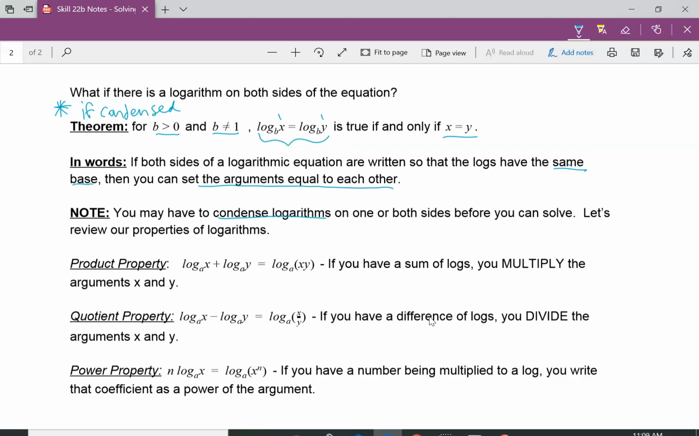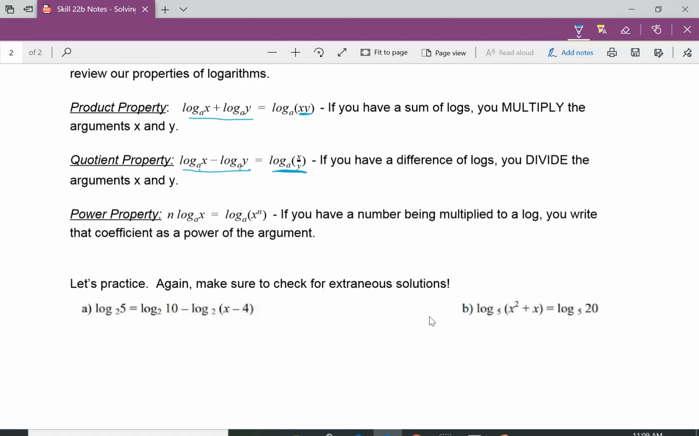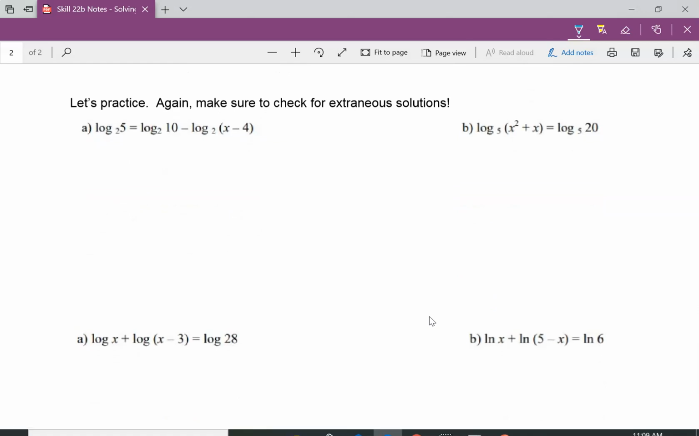So I want to review those properties with you real quick. Product property says if you're adding two logs with the same base, you multiply the arguments. Quotient property says if you're subtracting two logs with the same base, then you divide the arguments. And the power property, if you have a number being multiplied to a logarithm, that number being multiplied becomes the exponent on the argument. Okay? So we're going to try 4 examples here where we're going to do some condensing and then use the theorem where we could set the arguments equal.